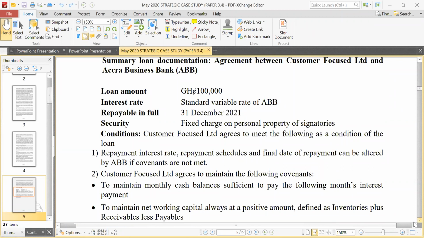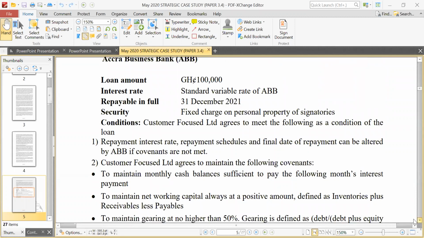Summary loan documentation agreement between Customer Focus Limited and Accra Business Bank. Loan amount: 100,000 Ghana cedis. Interest rate: standard variable rate of Accra Business Bank. Repayable in full: 31st December 2021. Security: fixed charge on personal property of signatories.